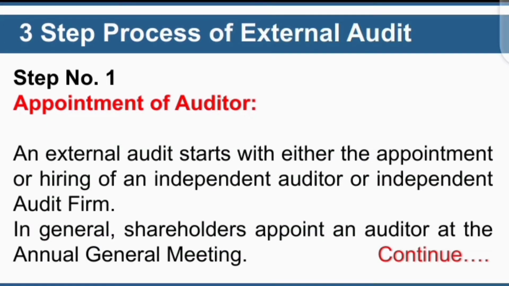3-step process of external audit. Step number 1. Appointment of auditor. An external audit starts with either the appointment or hiring of an independent auditor or independent audit firm. In general, shareholders appoint an auditor at the annual general meeting.